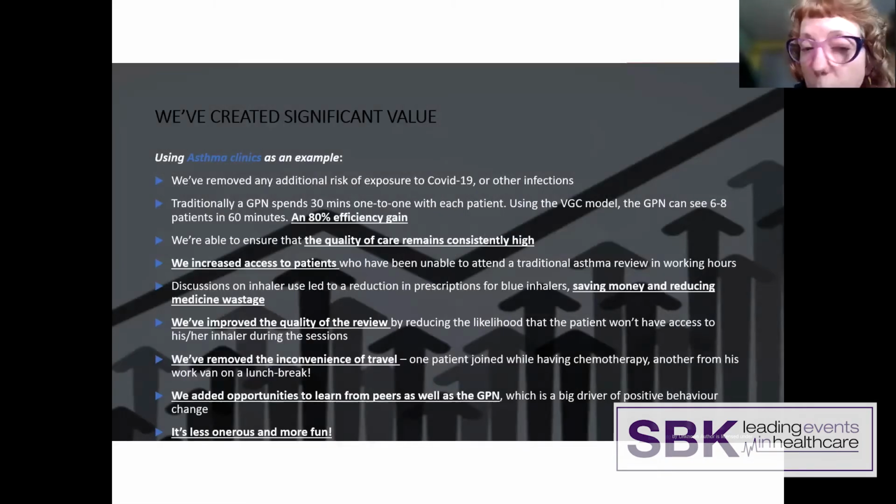We definitely think we've added value, and I've given a bit of an example here of an asthma clinic. For us in primary care, one of the groups of people that is the most difficult to engage with asthma are men in their 40s, 50s, men that perhaps are working, men that don't think asthma is an issue and don't need to come for a review. They're very, very difficult for us to reach out to usually. And this just suited that group of patients really, really well.